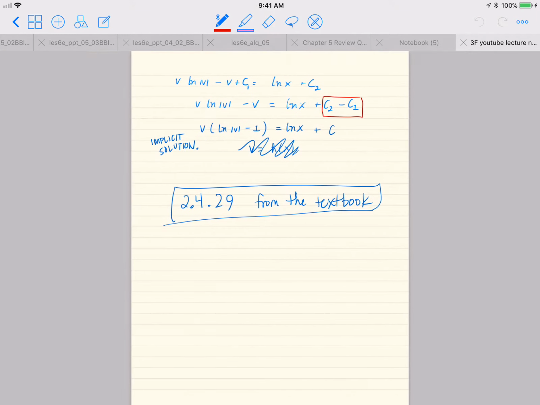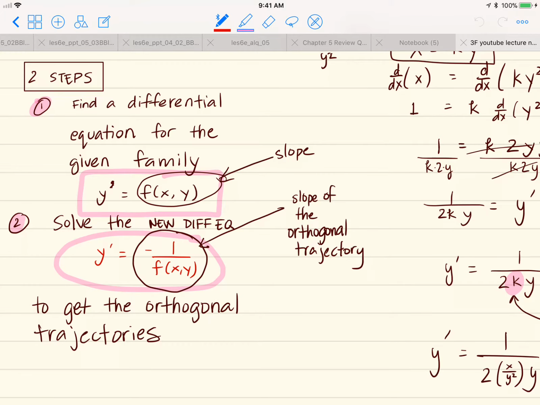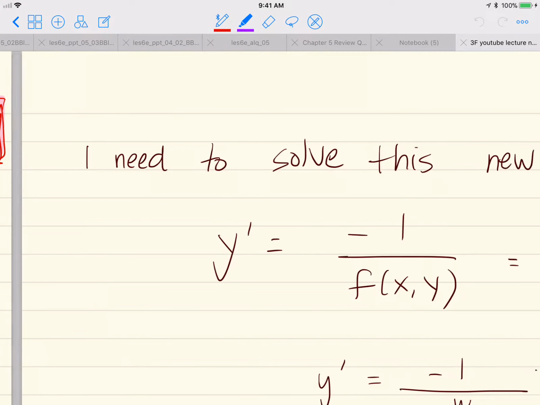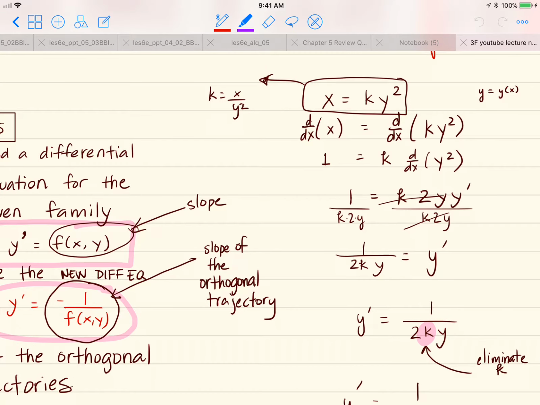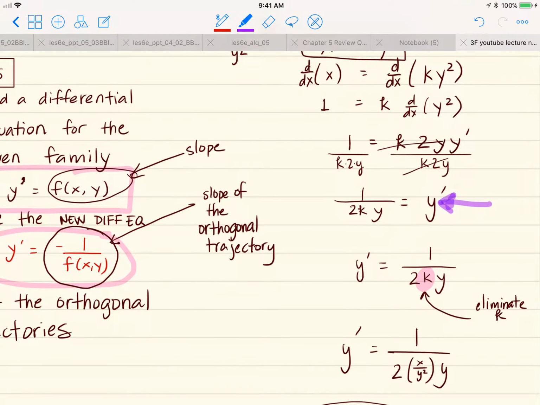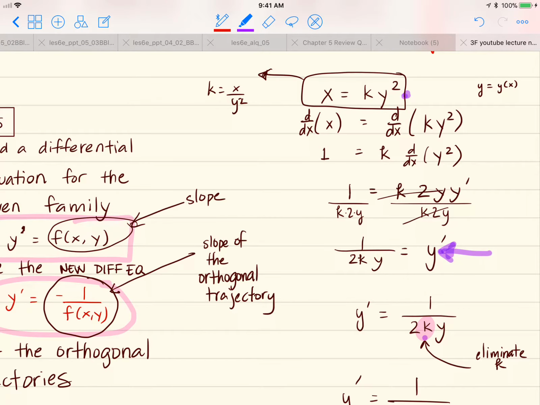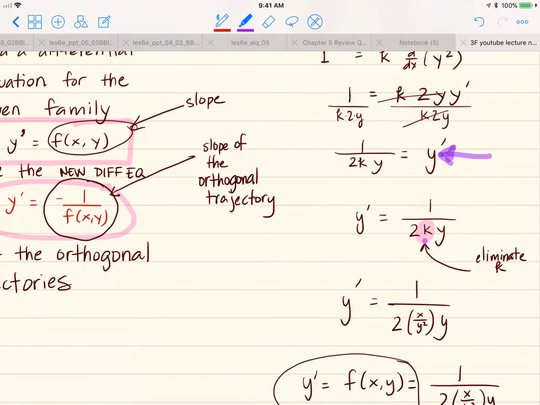Okay, so just to review, we had 2 steps. The first step is to find a differential equation for the given family. When we found our differential equation, we had to remember to start off with the equation for the parabolas. Then we just differentiated. That gave us something like this equation. But we weren't done yet because we needed to eliminate k, right? So we went back and used our original equation for the parabolas to rewrite k in terms of x and y.